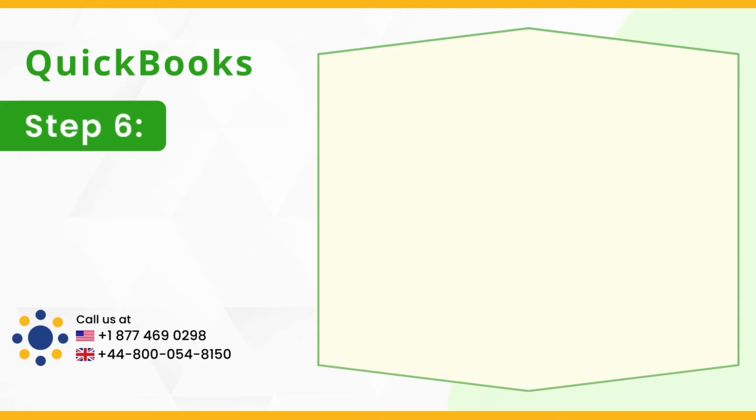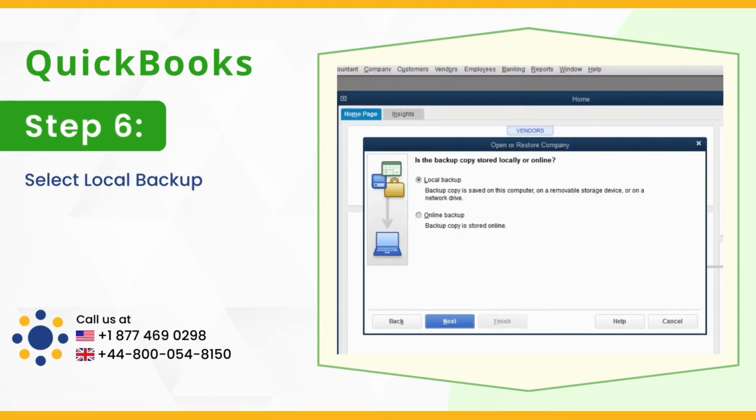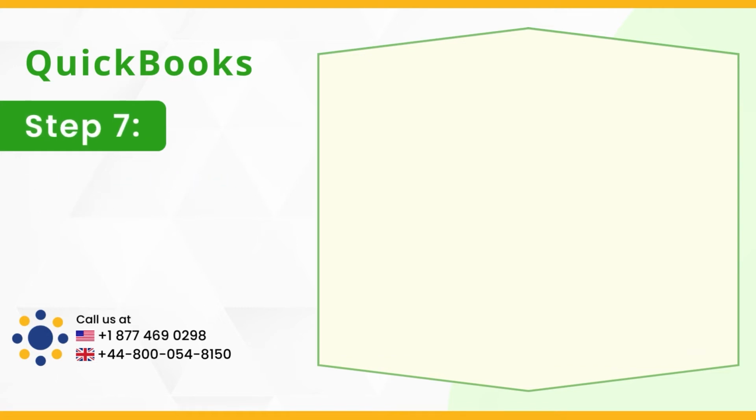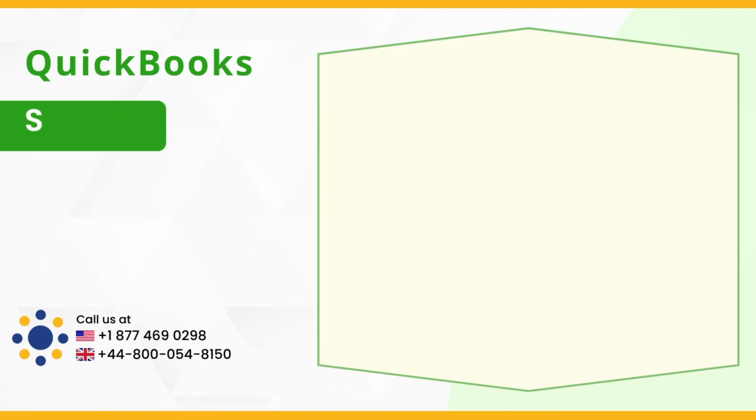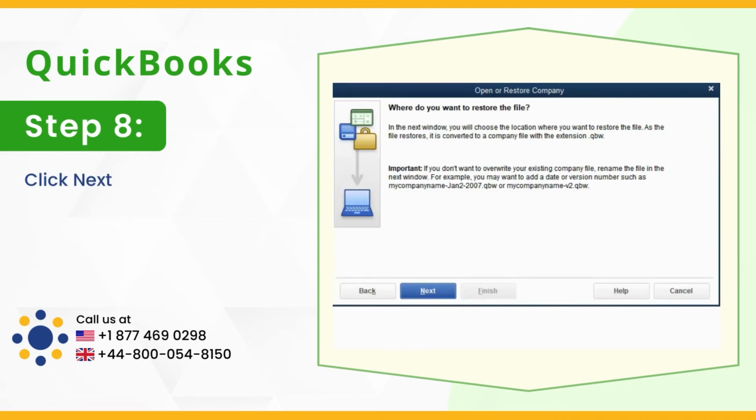Step 6. Select Local Backup and click Next. Step 7. Browse the file you just copied and click Open. Step 8. Click Next and where do you want to restore the file window.